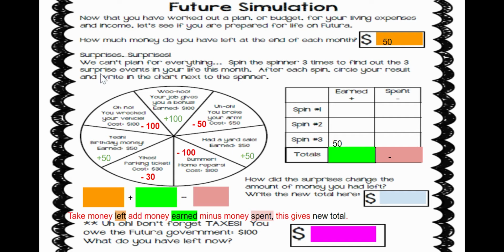Surprises, surprises. We can't plan for everything. There's always going to be things that come up. You'll notice sometimes your parents get stressed out because something happens that they weren't expecting, or something costs more money than they were expecting. Well, since we are pretending like we are in the future and we are grown-ups, we are going to have some surprises happen too.